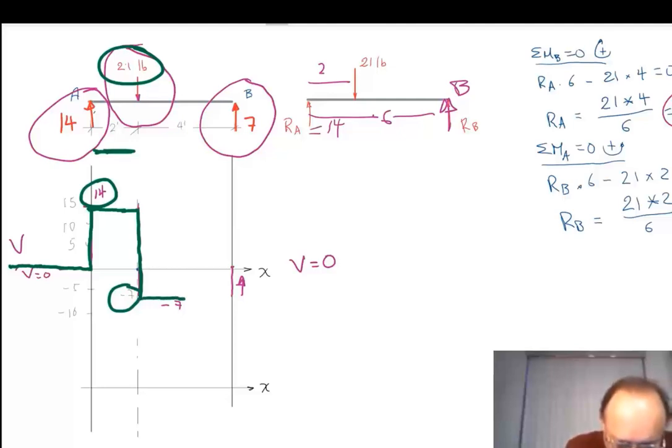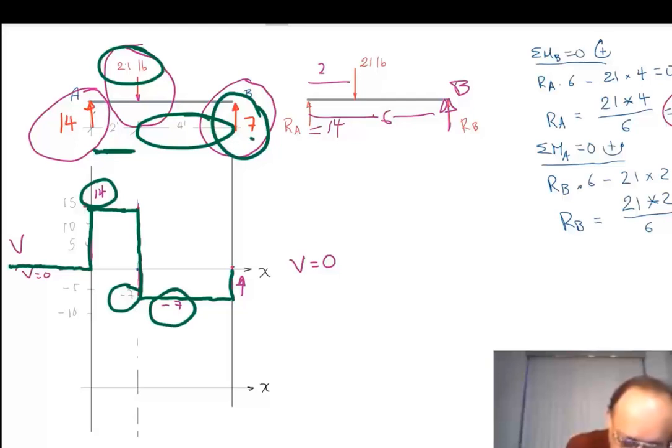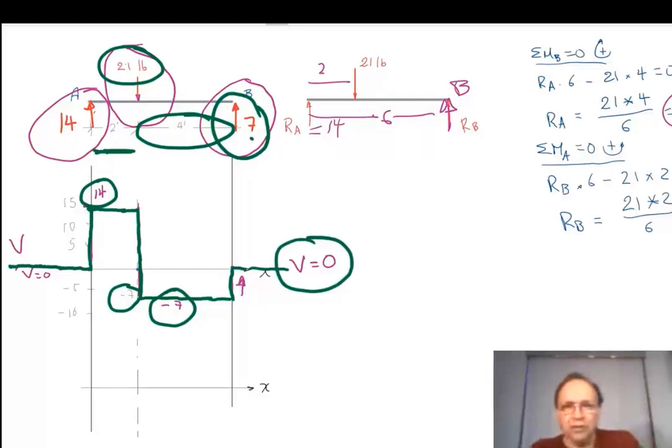Then I keep going horizontal because there are no loads in this zone here. And then I find the load of 7 going up, so I move 7 going up. I was at -7. If I go up 7, I end up at 0. And then I end up at 0. That's how you do the shear diagram.